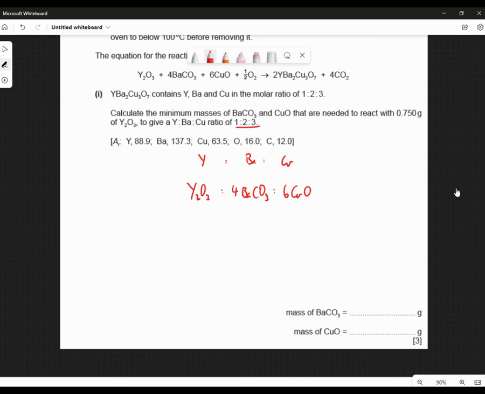Now let me get a different color pen, a blue pen. What's the number of moles I have of yttrium oxide? Number of moles of yttrium oxide is 0.75 grams divided by the relative molecular mass of yttrium oxide, which is 225.8. You can work that out yourself. I'm not going to do that for you. So it is 0.75 divided by 225.8. And that gives me 3.2.